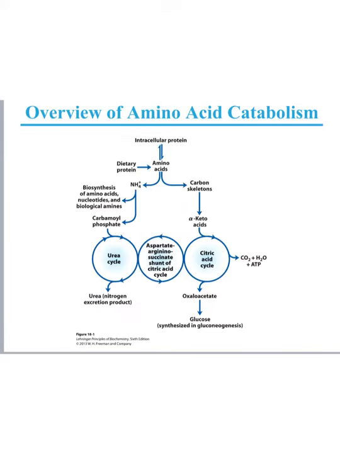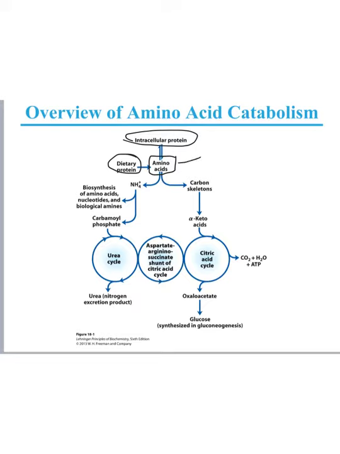All right, so if we take a quick look overall at amino acid catabolism, this is showing you the intersection between some of the cycles that we have already talked about and the cycles that we are going to talk about. Here we have our intracellular proteins. This is where we're breaking down those proteins that have done their job, and we're going to break them down into amino acids. We can also take in amino acids through dietary proteins. Those can also be broken down into amino acids.